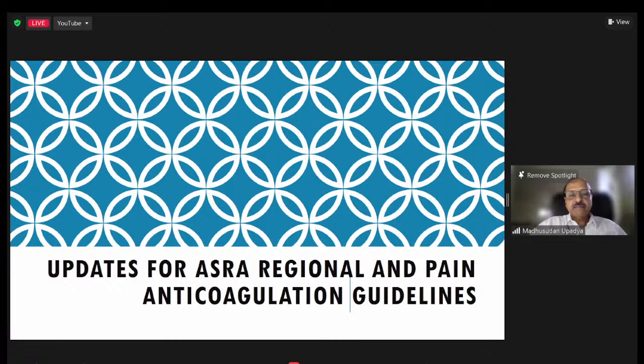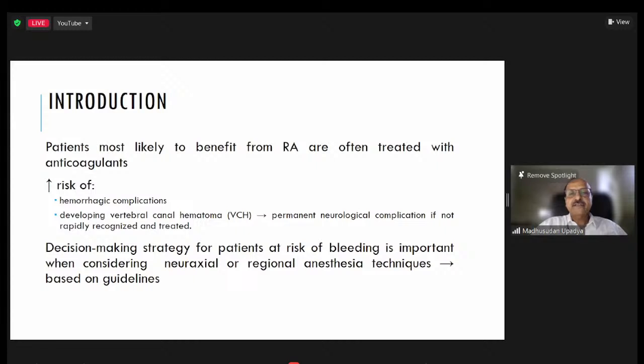And earlier, with regional anesthesia, we were only worried about anticoagulation and regional anesthetics. But now pain medicine is also included, because I will come to that a little later. Unfortunately, as I said, there have been a lot of anticoagulants and fibrinolytics in the market, and it has caught the fancy of most of the cardiologists to start the patient on the newer agents. I really don't know the rationale why they choose a particular drug over another one.